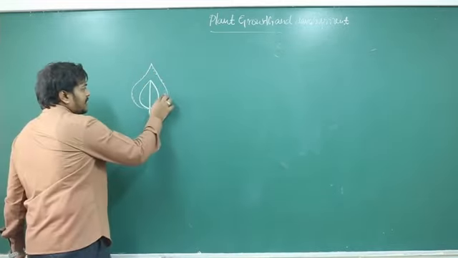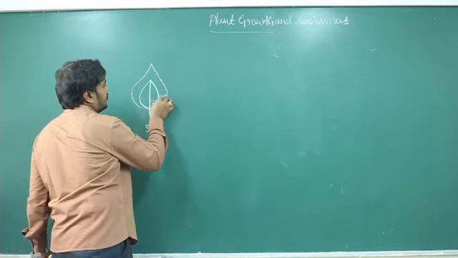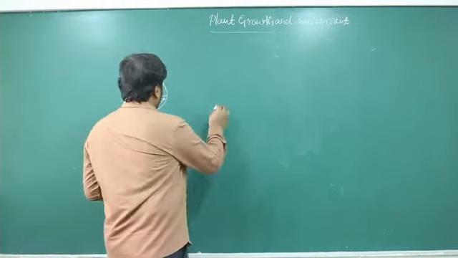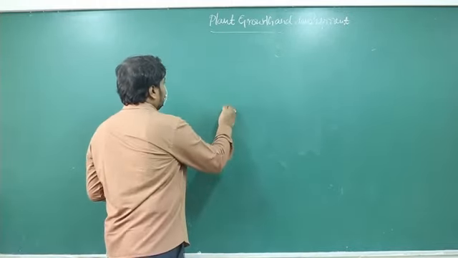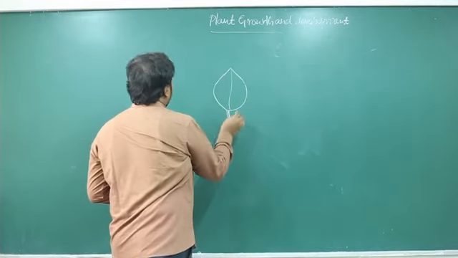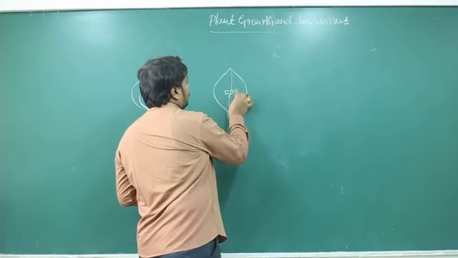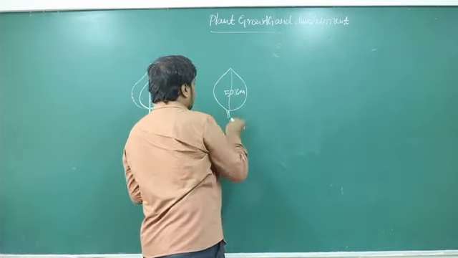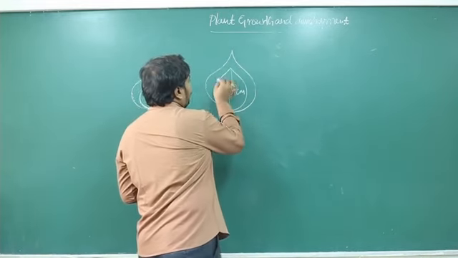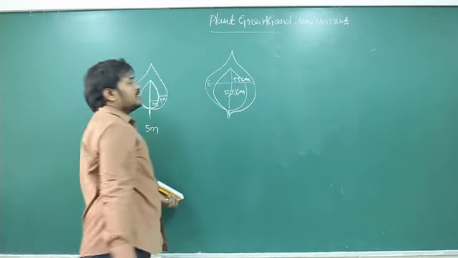Okay, so let's say it increased further by 5 centimeter. This is 5 centimeter, and it has increased by an extra 5 centimeter. Okay, and one more leaf. Let's say its surface area is around 50 centimeter. So it expanded, and it became 55 centimeter.